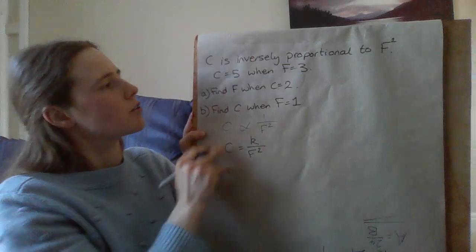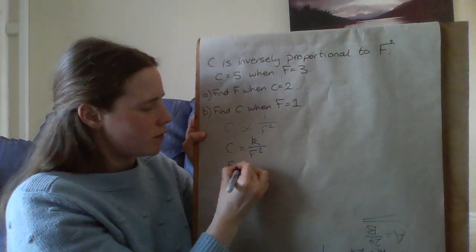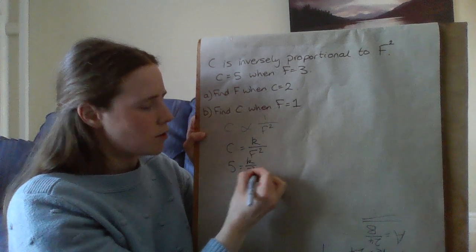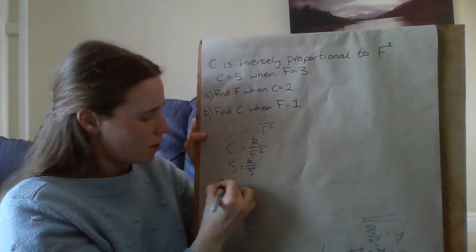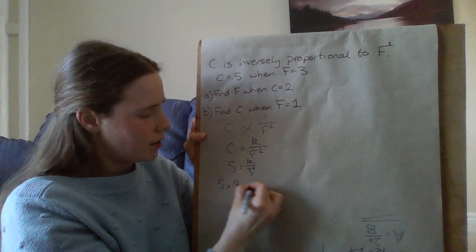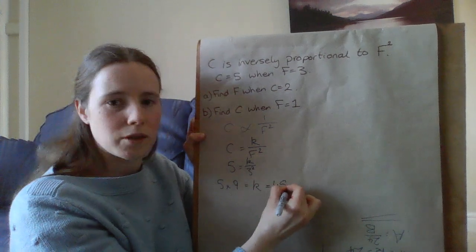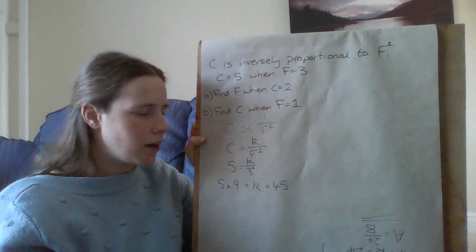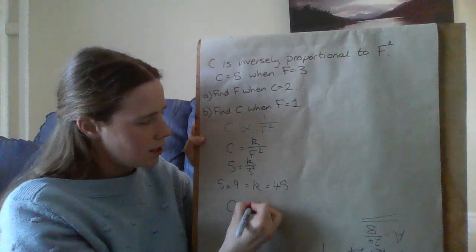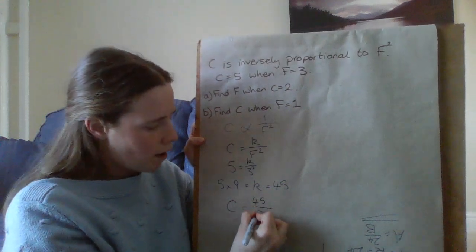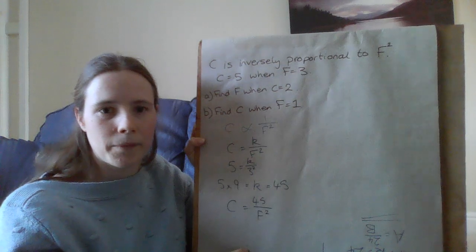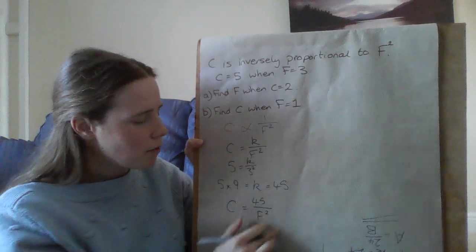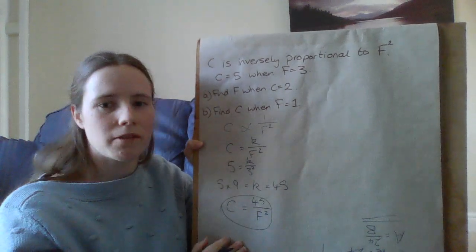And from here onwards, I can just put the two values in. 5 is equal to K over 3 squared, or K over 9. So 5 times 3 squared, or 9, is equal to K, which has to be 45. So now I've got my K value, I can write my formula. C equals 45 over F squared. Don't lose that squaring symbol. It's so easily done. Now I've got this formula, I can use it to answer A and B.